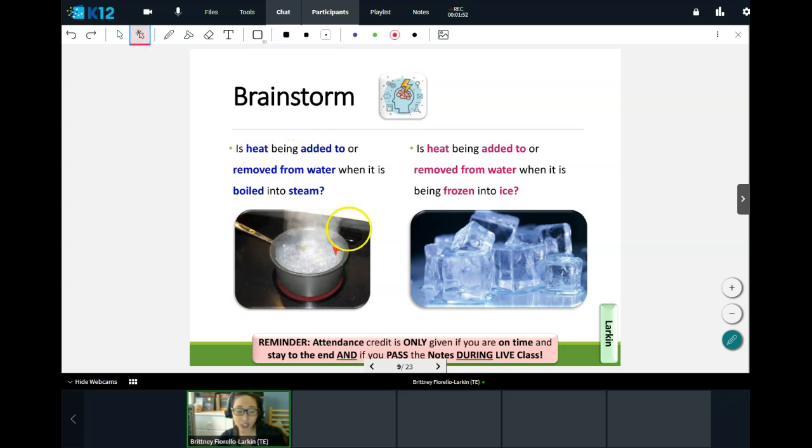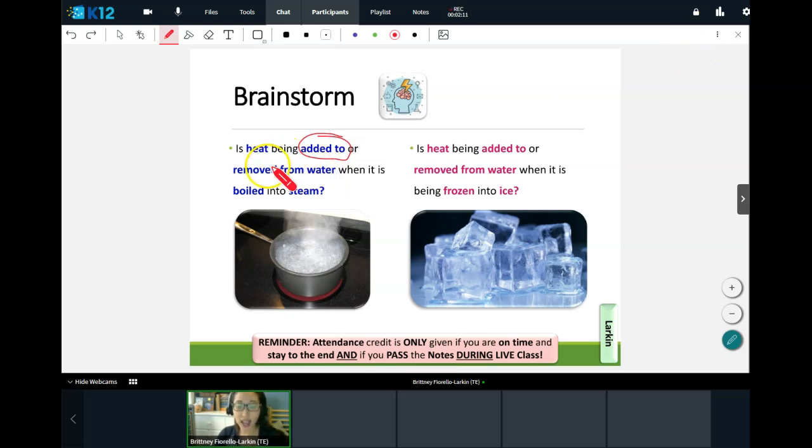Let's take a look at this picture on the left. Is heat being added to or removed from water when it is boiled into steam? Tell me in the main chat here. If I put this water onto the stove, what am I trying to do? Am I trying to add heat to the water or am I trying to remove heat from the water? Go ahead and tell me in the chat. Thank you. Yes, absolutely. We are trying to add heat to this.